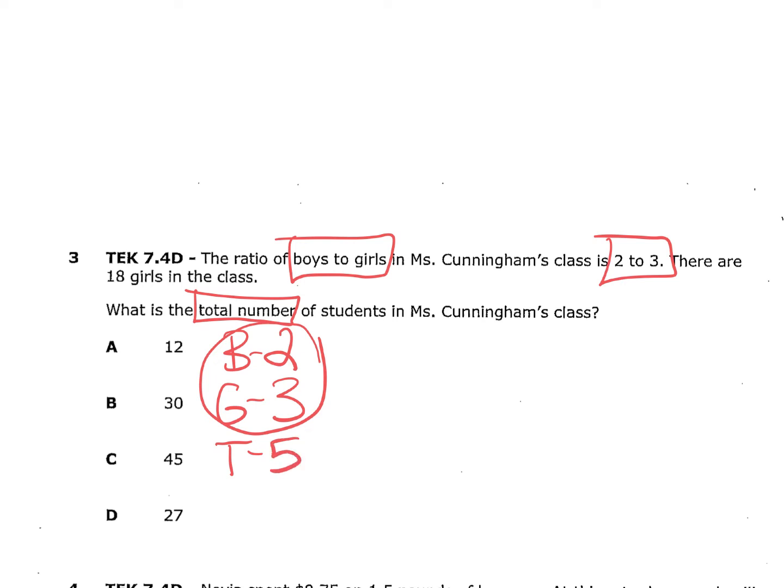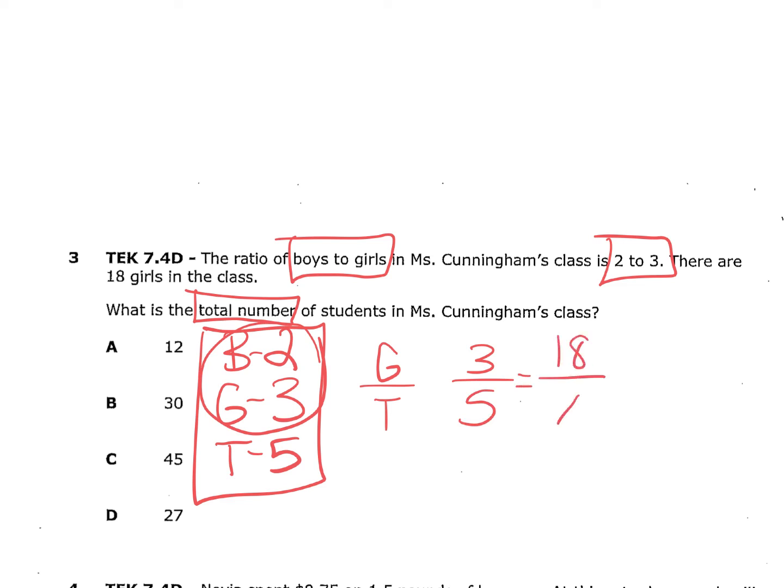So now I'm going to set up my labels. So we know the girls. We're trying to find the total. So now using this part over here, we got to make our first ratio. So girls is 3, total is 5, and we're trying to figure out if there are 18 girls, how many boys, or how many total kids are there.